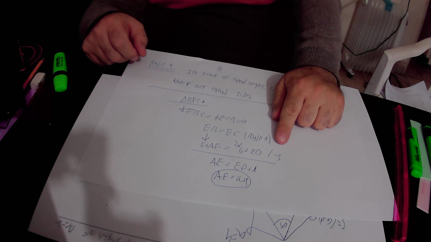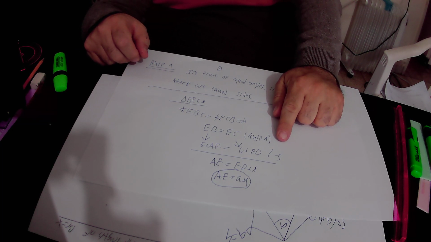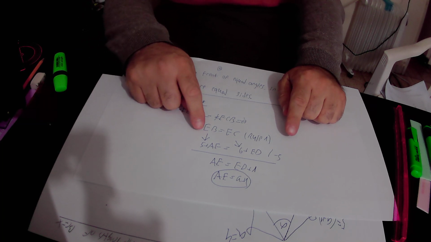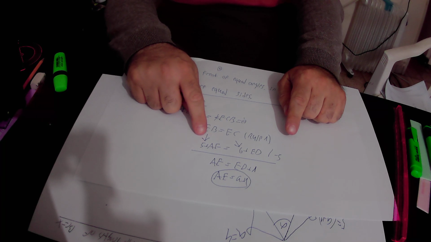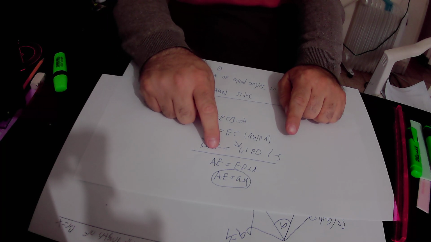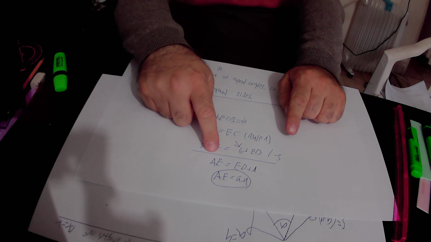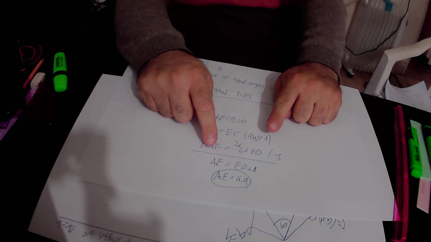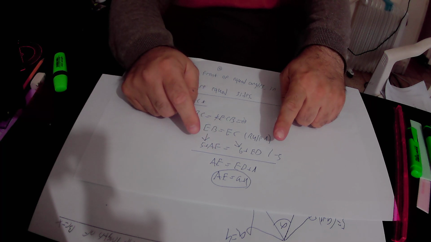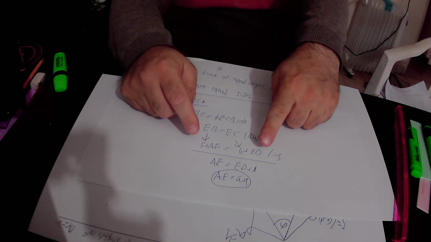Here we subtracted 5 from this equation. Here 5 minus 5 is 0, so we are only left with AE. 6 minus 5 is 1, so in conclusion we found out that AE equals AD plus 1.